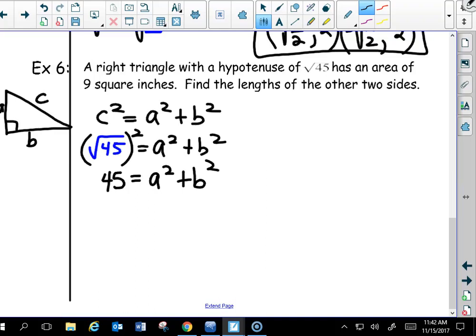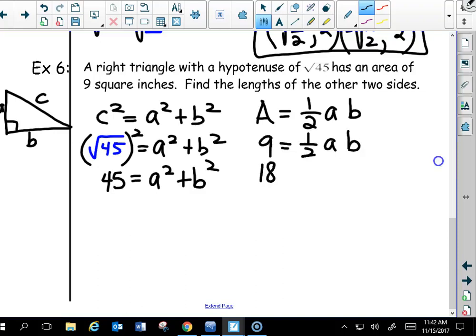Now let's take a look at the area. A triangle has an area off of the right angle, and using that triangle that I labeled, 1/2 A times B, and I'm told the area is 9. Now I'm going to solve this for either A or B. But first I need to multiply both sides by 2. Might as well solve for A. So I get A is equal to 18 over B.